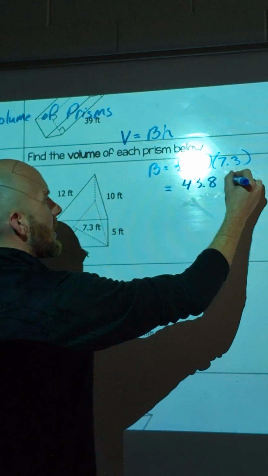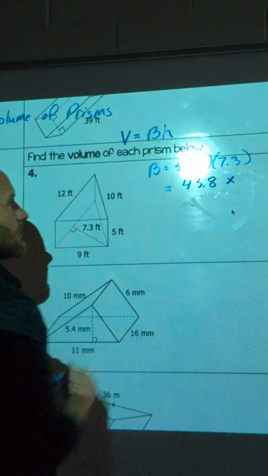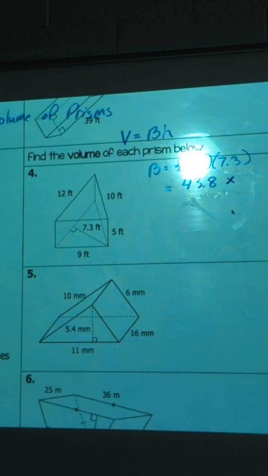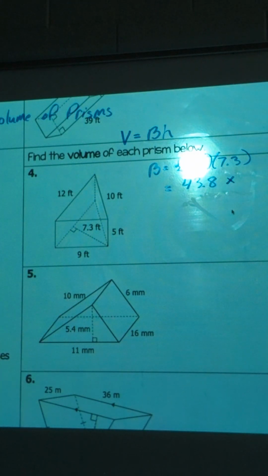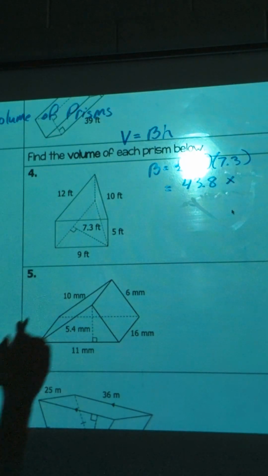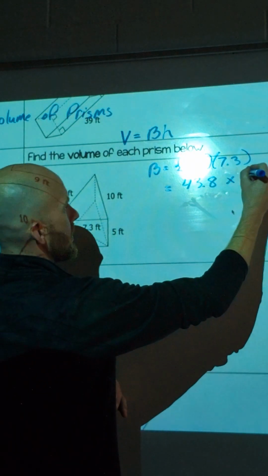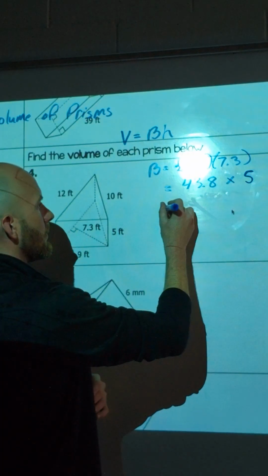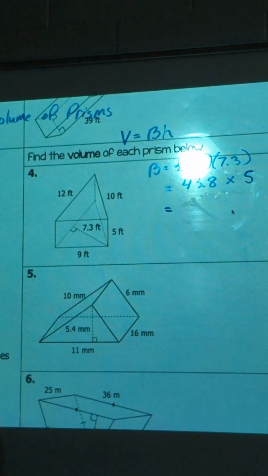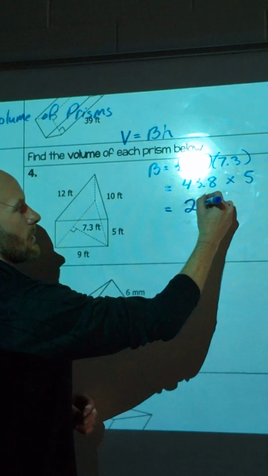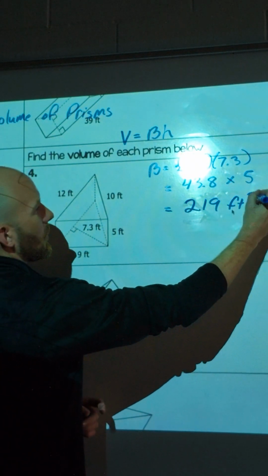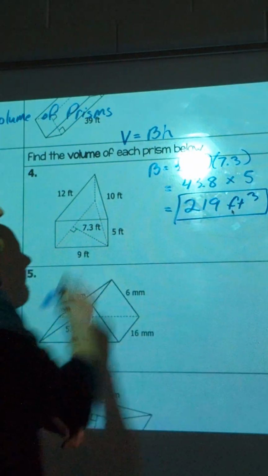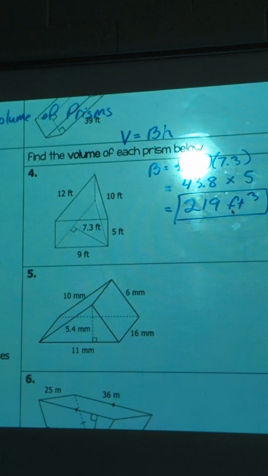And then I'm going to take that answer times what? 2. Nope, 10 is this side of the triangle here. 5. 5, yep, the height is that distance between the bases. 219. 219 cubic feet. Okay.